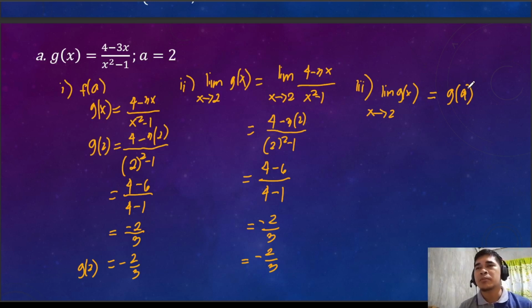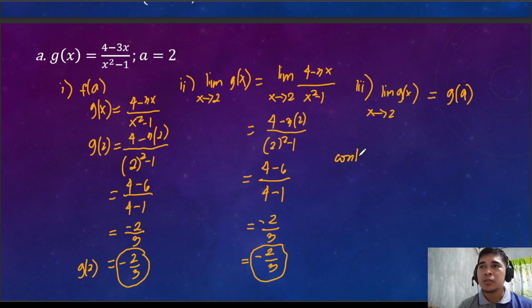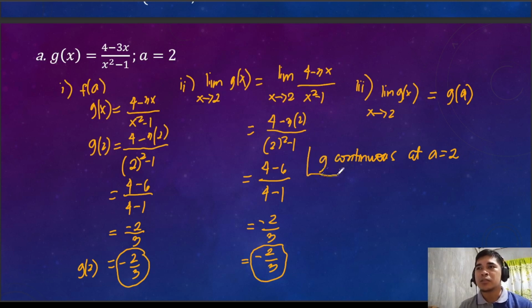So as we observe, is it equal? Yes, because our limit of g of x as x approaches to 2 is negative 2/3 and our g of a is negative 2/3. Meaning, this one is continuous at a equals 2. So again, our g is continuous at a equals 2.